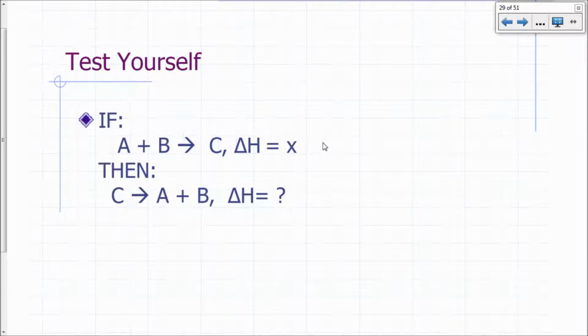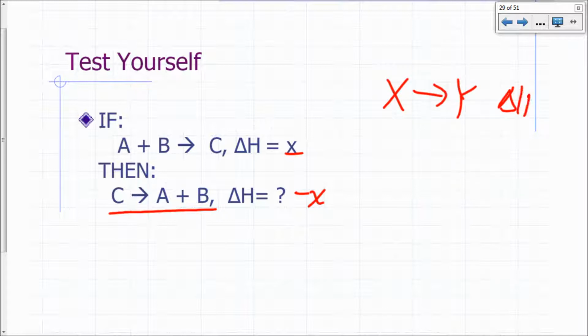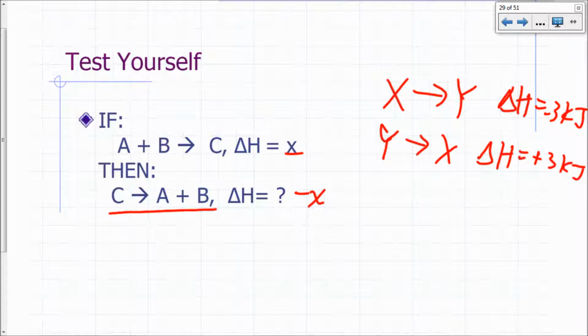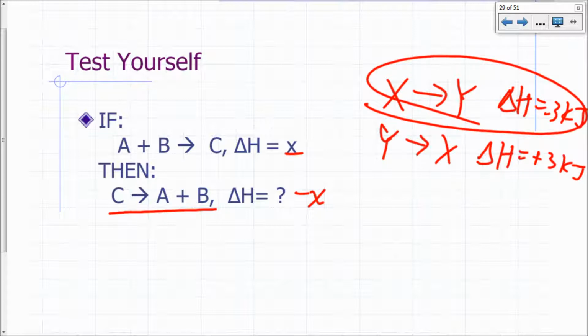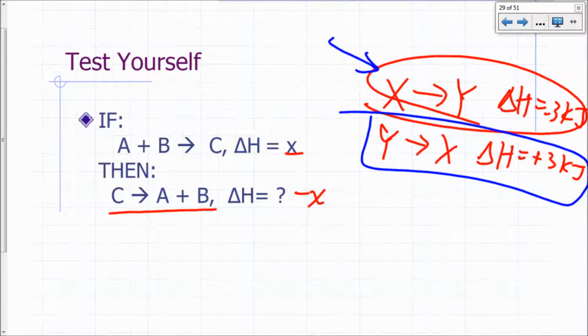So if A plus B going to C has delta H of X, what's the delta H for the reverse reaction? Negative X. Okay, so for example, if X going to Y has delta H equal to negative 3 kilojoules, what's delta H for Y going to X? Negative of negative 3, which is positive 3 kilojoules. So you reverse a reaction. If you can measure this one and you could not measure that one, it doesn't matter. All I have to do is imagine flipping it, and I just get the opposite delta H. Okay.